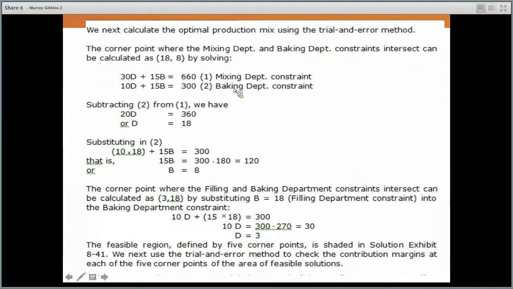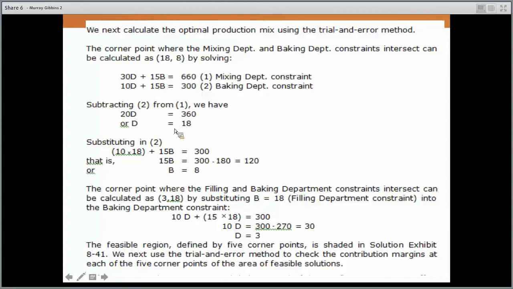So we use solving simultaneous equations. They've made life pretty easy for us. If we wanted to find where the mixing department and the baking department lines crossed, we could write the two equations out and just subtract them from each other. So 30D minus 10D is 20D, 15B minus 15B is 0, 660 minus 300 is 360. So now D must equal 360 divided by 20. So we get D equals 18.